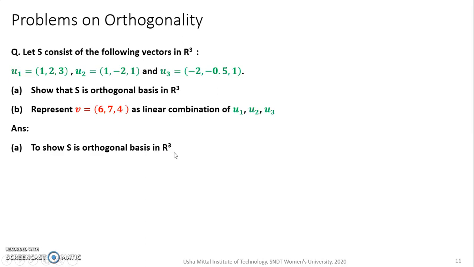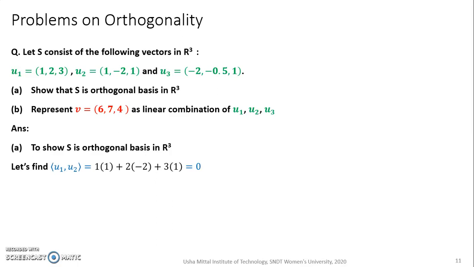As per the definition of orthogonal vectors, two vectors are orthogonal to each other if and only if their inner product is equal to 0. So to prove that S is an orthogonal basis, first we have to prove that the vectors of which S consists are orthogonal to each other. That means the vectors u1, u2 and u3 are orthogonal to each other. Then only we can say that S is orthogonal. So let's first find the inner products of these vectors with each other.